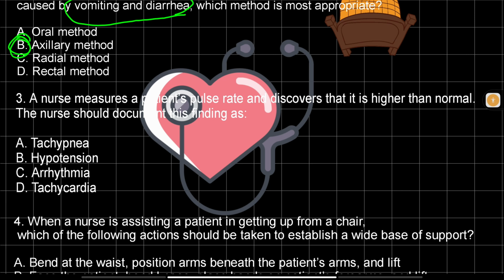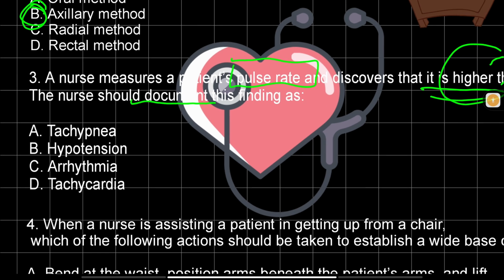All right. So here's the scenario. This is very basic. You're getting the pulse of your patient and you discover that it is higher than normal. So pulse, higher. These are the keywords. How were you going to document this finding? Is it A, tachypnea? B, hypotension. C, arrhythmia. Does the question give you any ECG reading or something? Think about it. Or D, tachycardia. Your 5 seconds starts now.